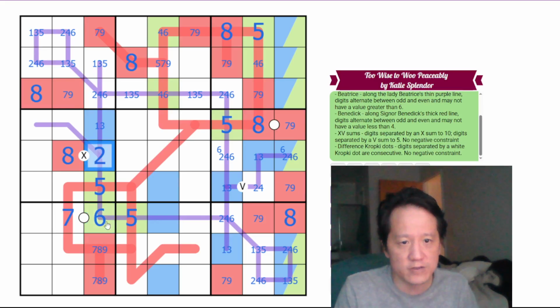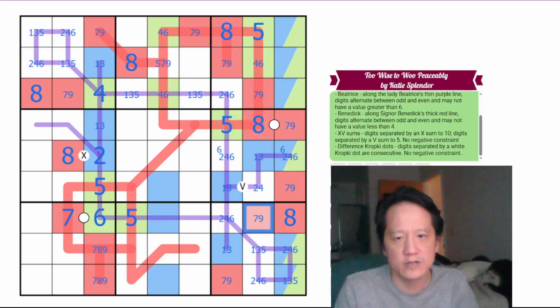This 2 and 6 eliminates 2 and 6 here. So it's 4, which makes that a medium. This 5 eliminates 5 here. So this is a 1, 3. So this must be low. This is high. The 7 eliminates 7 here, so this is a 9.